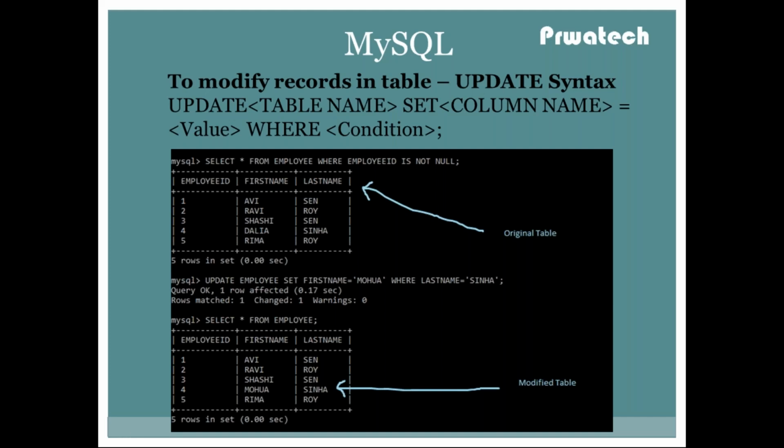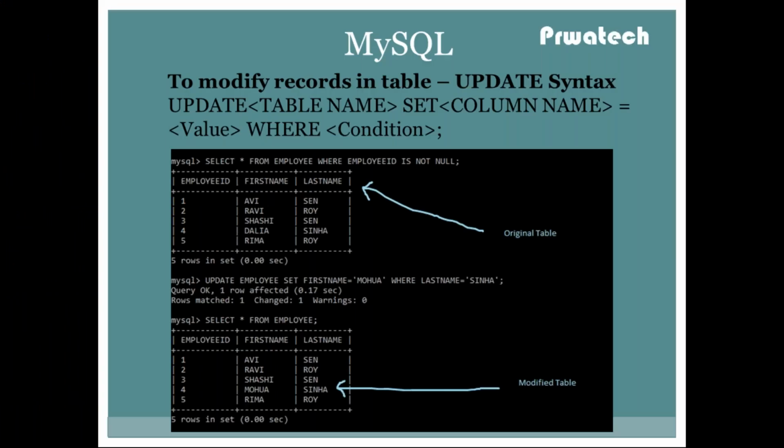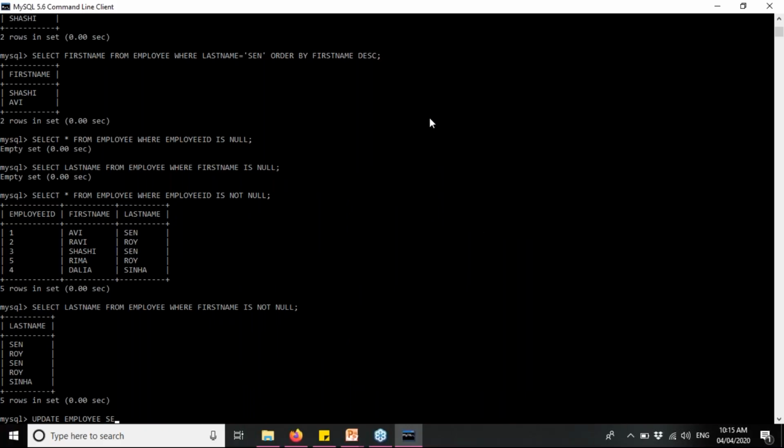What is it? To modify the records in the table. What is the syntax we use there? It is the UPDATE syntax. It goes as update, then table name, then set column name equals to the value, followed by the where condition. Now we are doing it. See, update, table name, so we would put here employee. Now it is set column name, so we would write here set.